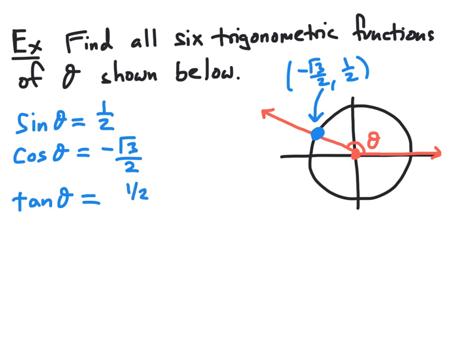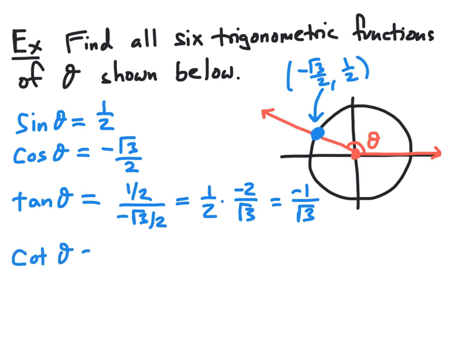The sine is 1/2, and the cosine is negative square root of 3 over 2. This we can compute as 1/2 multiplied by negative 2 over square root 3. The 2's will cancel, and so we're left with negative 1 over square root 3. And this will be the value of the tangent function of theta.